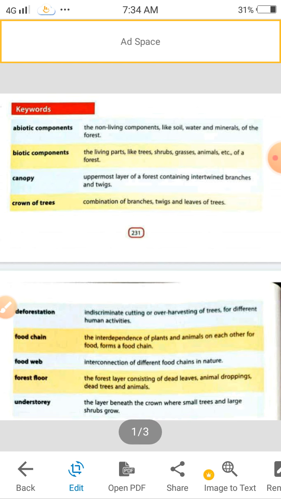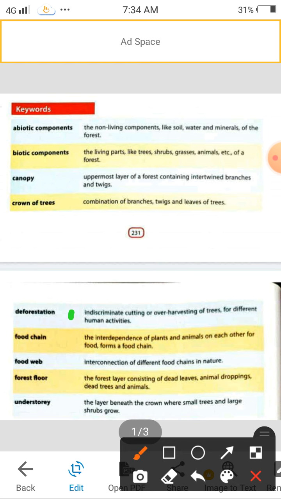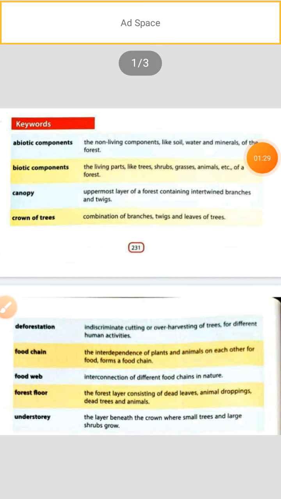Next is deforestation. What is deforestation? Indiscriminate cutting or over harvesting of trees for different human activities like agriculture, industries, construction to fulfill the demands of woods, etc. These are all the activities that cause deforestation. Next is the food chain. The interdependence of plants and animals on each other for food forms a food chain.